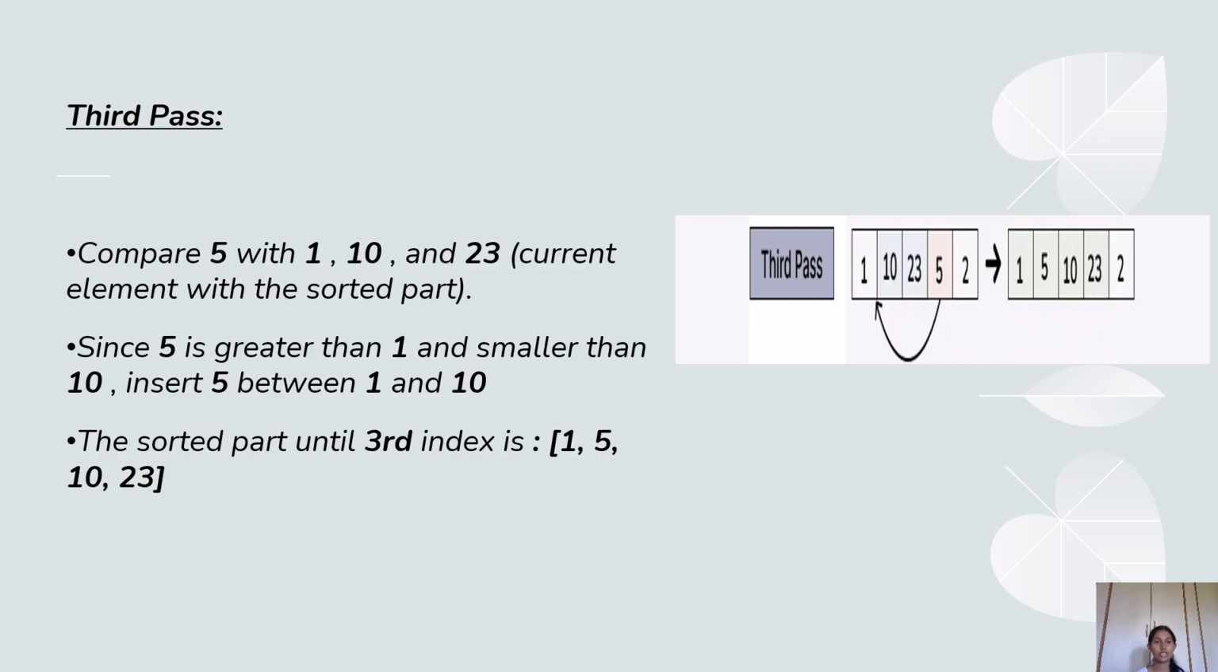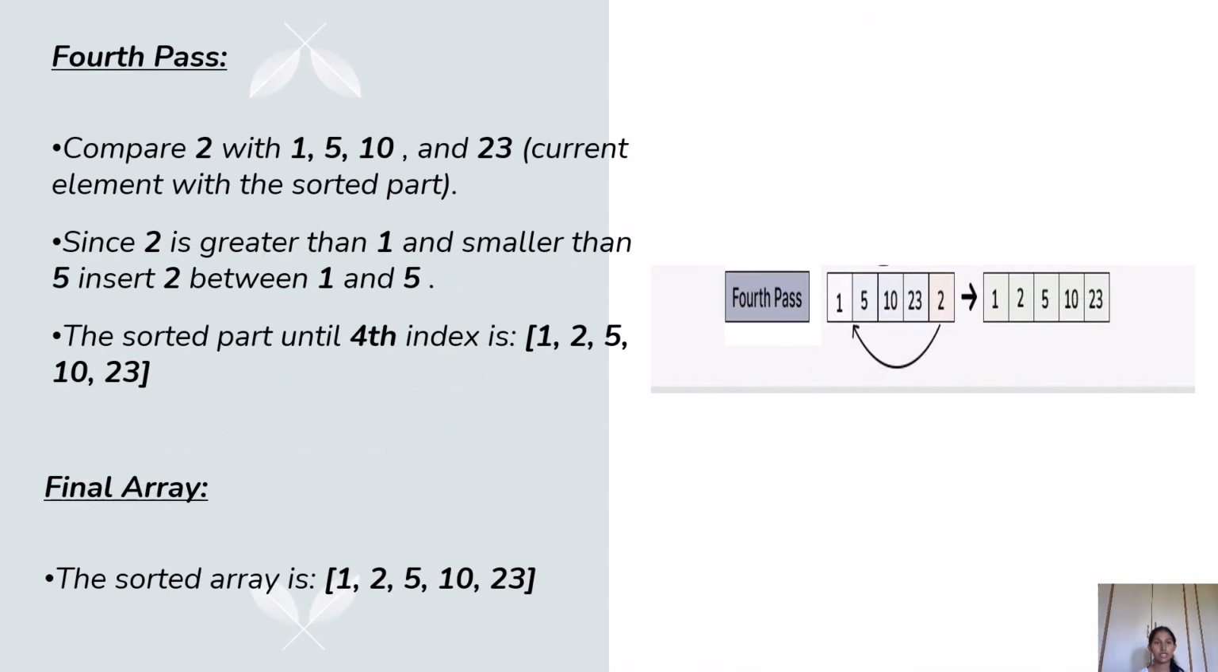So next we come to the third pass. Compare 5 with 1, 10 and 23, the current element with the sorted part. Since 5 is greater than 1 and smaller than 10, insert 5 between 1 and 10. The sorted part until the third index is 1, 5, 10 and 23. Next, fourth pass: compare 2 with 1, 5, 10 and 23. Since 2 is greater than 1 and smaller than 5, insert 2 between 1 and 5. So the sorted part until the fourth index is 1, 2, 5, 10 and 23.